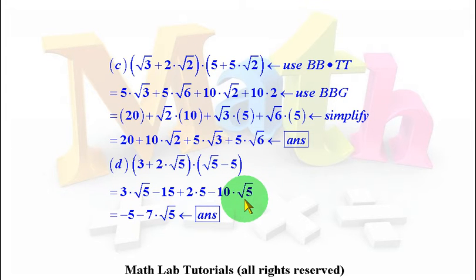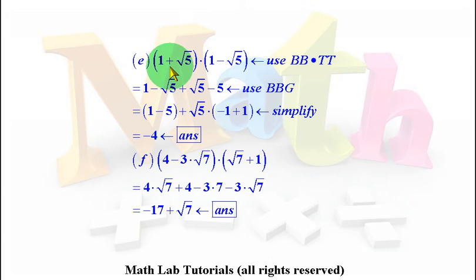And now we collect like terms. This is a very easy one, so I didn't use backward bin gathering here. We get minus 15 plus 10, which is negative 5. And we get 3 apples minus 10 apples is minus 7 apples. So we get minus 5 minus 7 root 5. Okay, let's go on to the next slide.